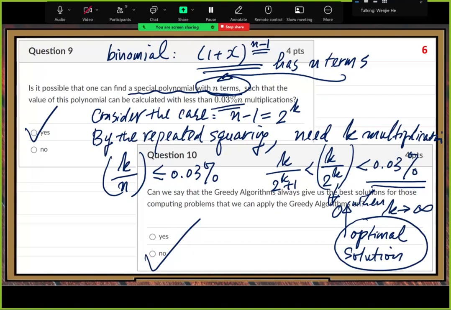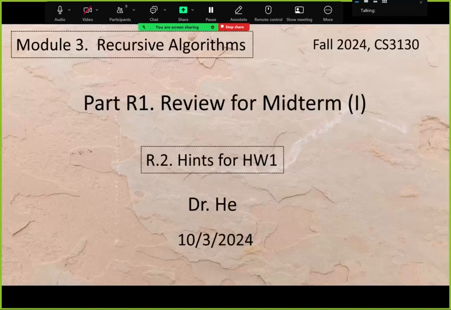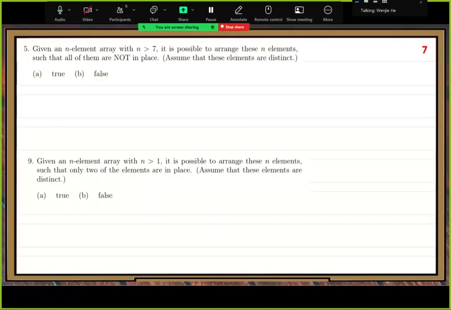All right. So that's quiz number 1. Then I need to move to the homework questions. Hints part, R1.2. Because today we do R1.2, next time we do R2, then R3. Hints for homework assignment number 1.